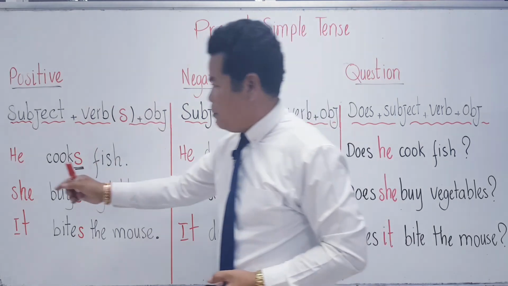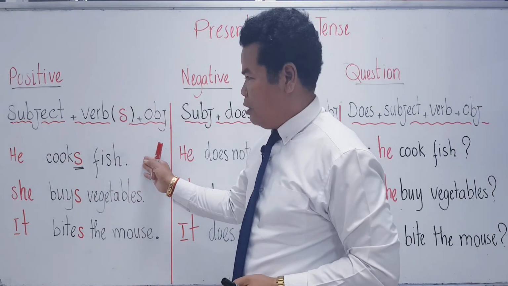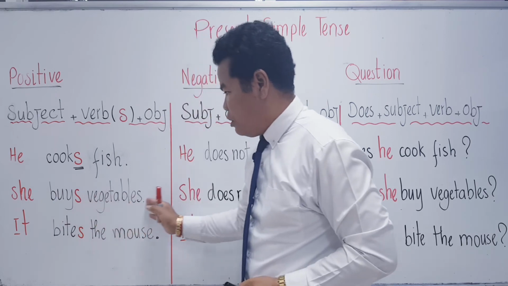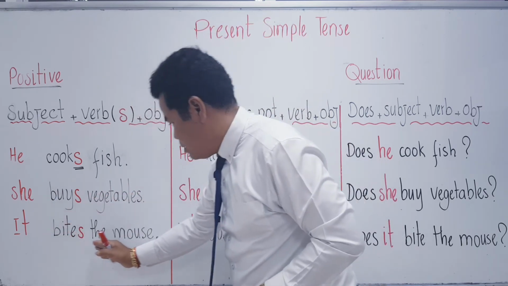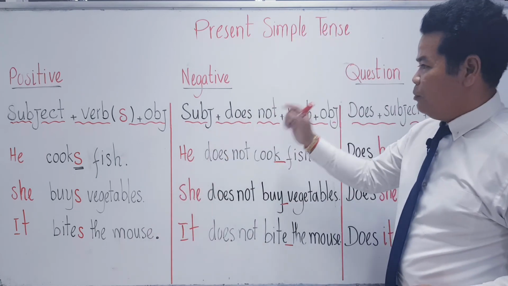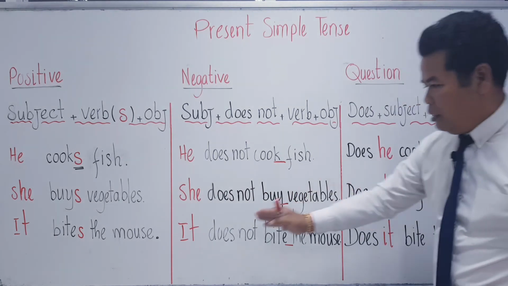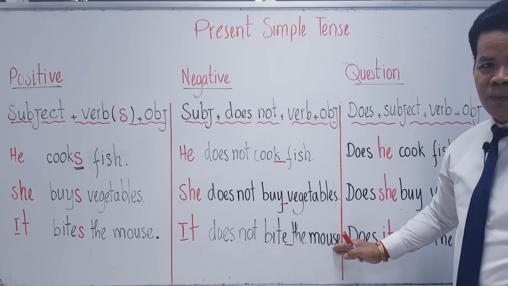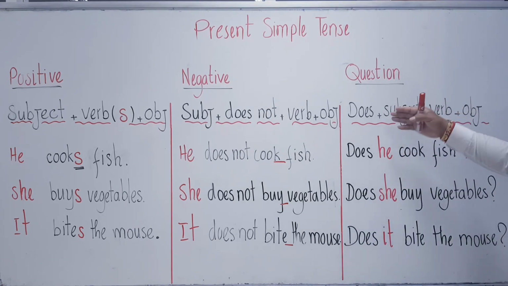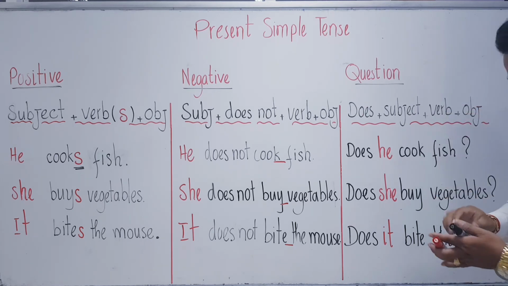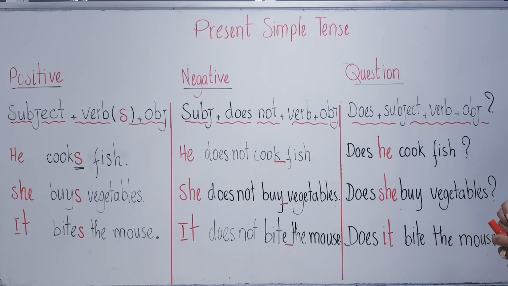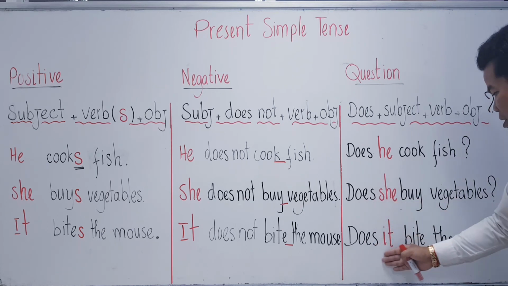Alright? Again, he cooks fish. She buys vegetables. It bites the mouse. Negative: he doesn't cook fish. She doesn't buy vegetables. It does not bite the mouse. And then, question: does plus subject plus verb plus object. Alright, does he cook fish? Does she buy vegetables? Does it bite the mouse?